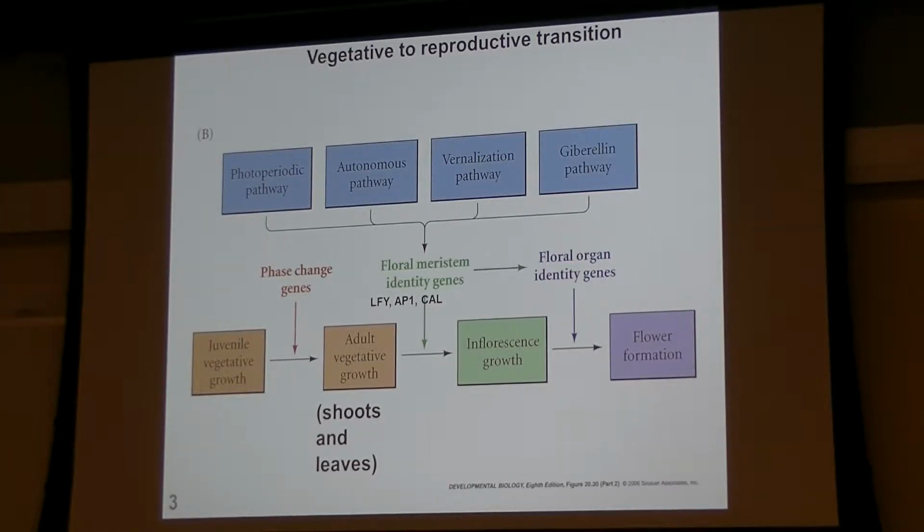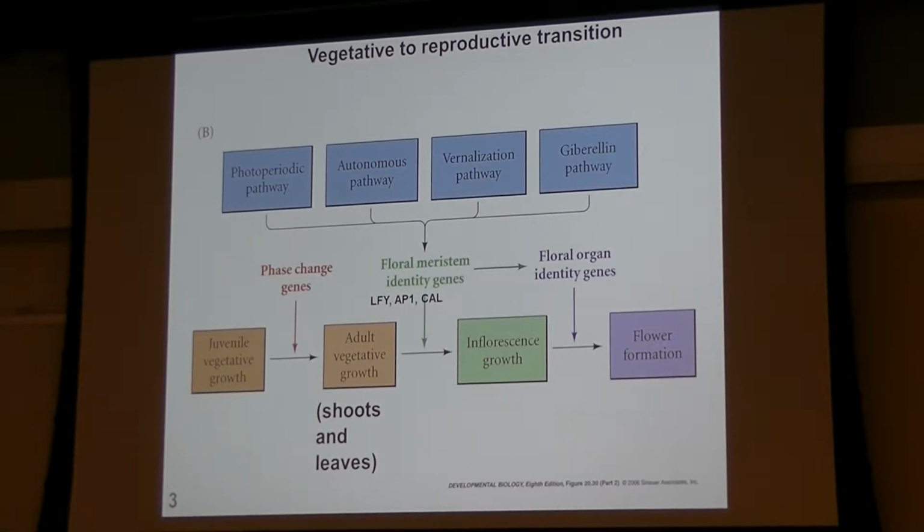A vernalization pathway, this is a pathway where a period of chilling is required. So some plants actually need to get into a cold period before they would be able to proceed into the next reproductive stage of making a flower.